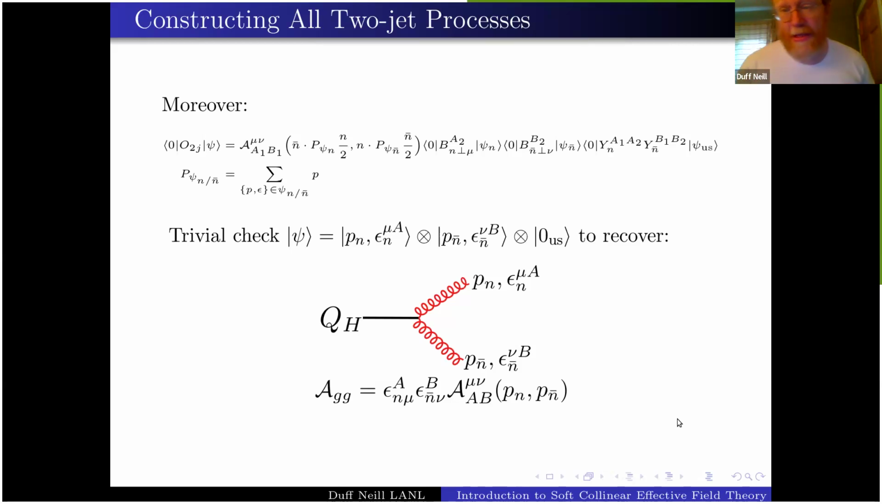Moreover, once I calculate with this state, you can see immediately what's going to happen to my two-jet operator. That convolution I wrote down earlier is just going to go away. My hard scattering process is only going to be sensitive to the total energy in one collinear sector and the total energy in the other collinear sector. And this is the same hard amputated hard scattering amplitude that I wrote down earlier.